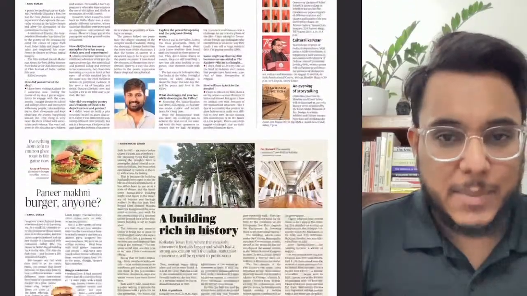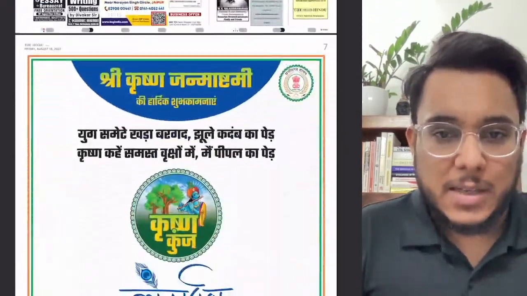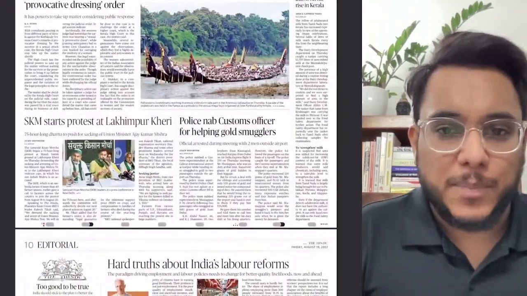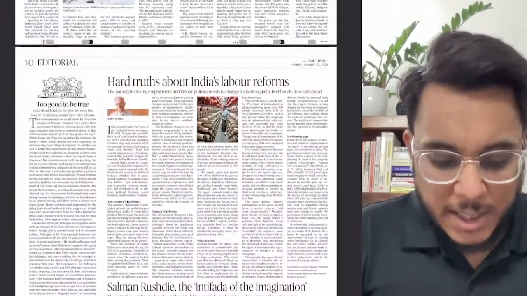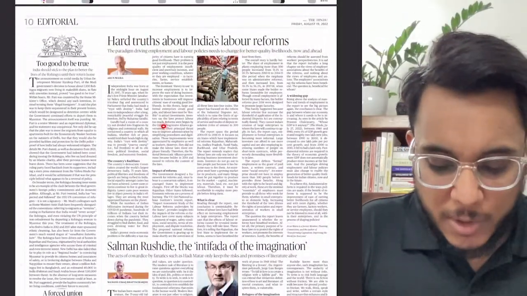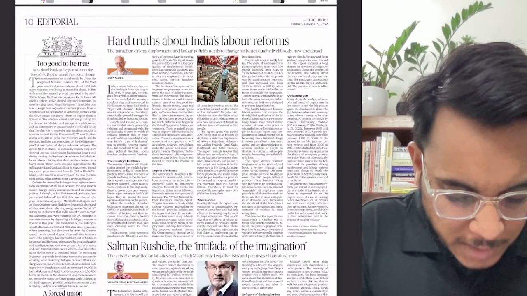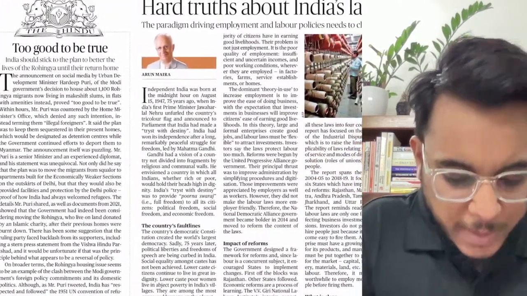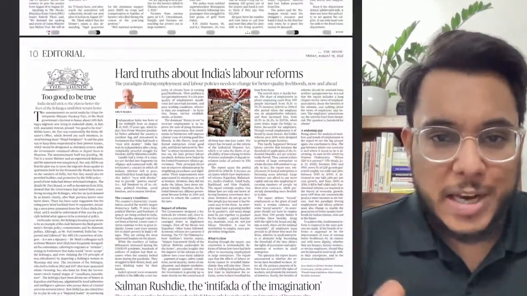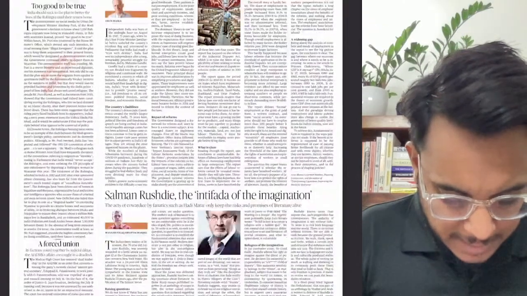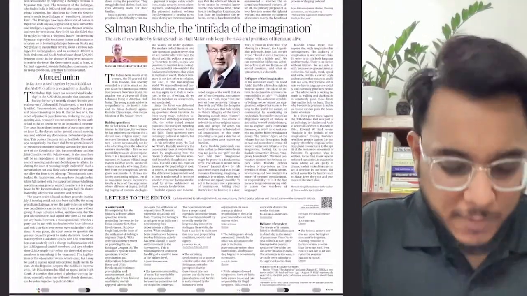Moving on, after that, the Metro Plus page is there, fine. Advertisements, we need to ignore them. Moving on, we'll be reaching the editorial page. So, hard truth about India's labor reforms, we'll see this particular article. Too good to be true. So guys, with respect to the Rohingya issue and the refugee crisis issue, we'll see this particular article, but it has been provided.